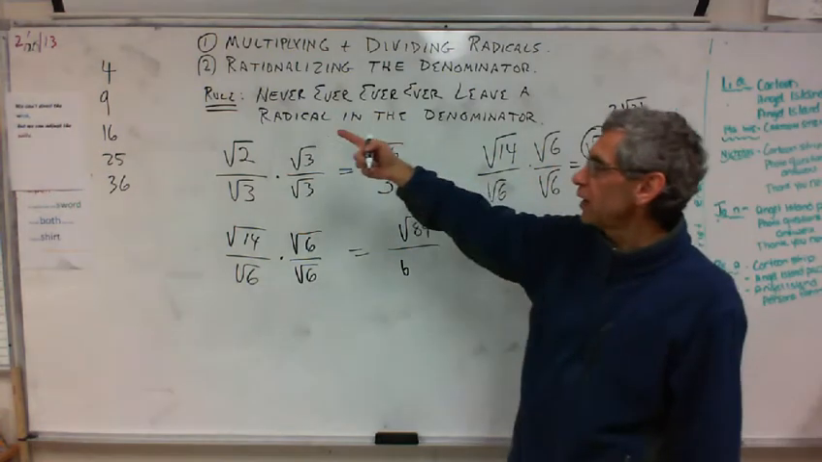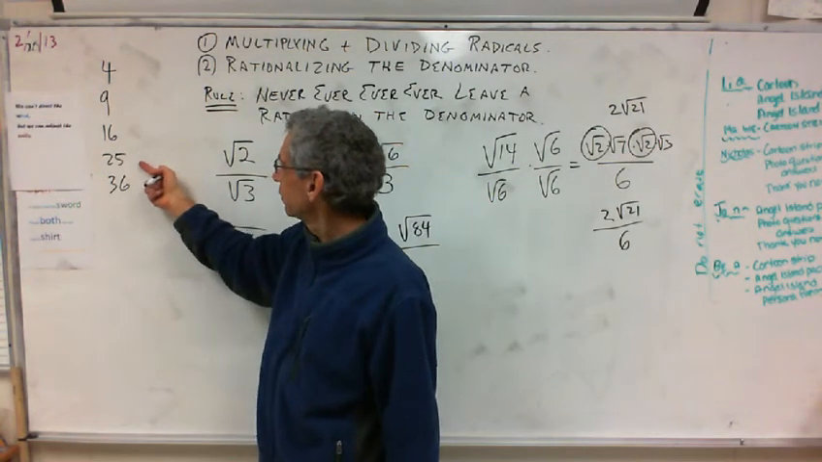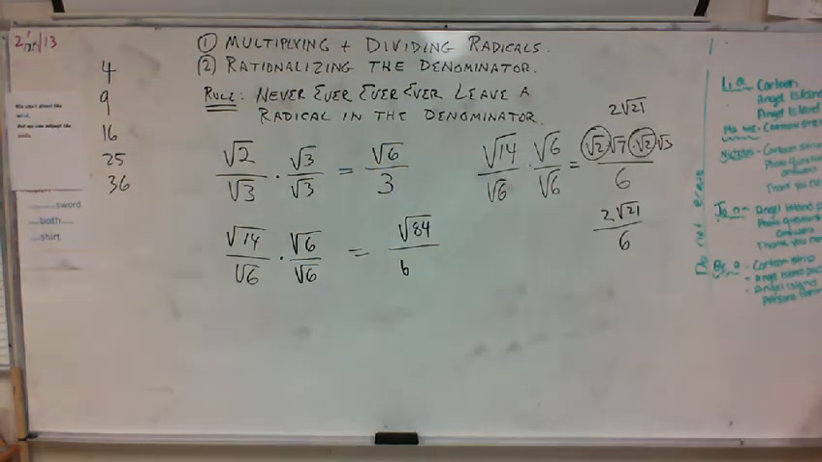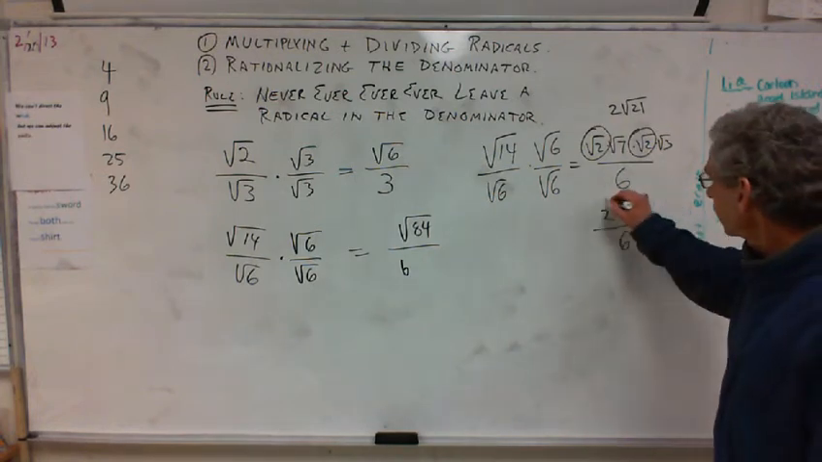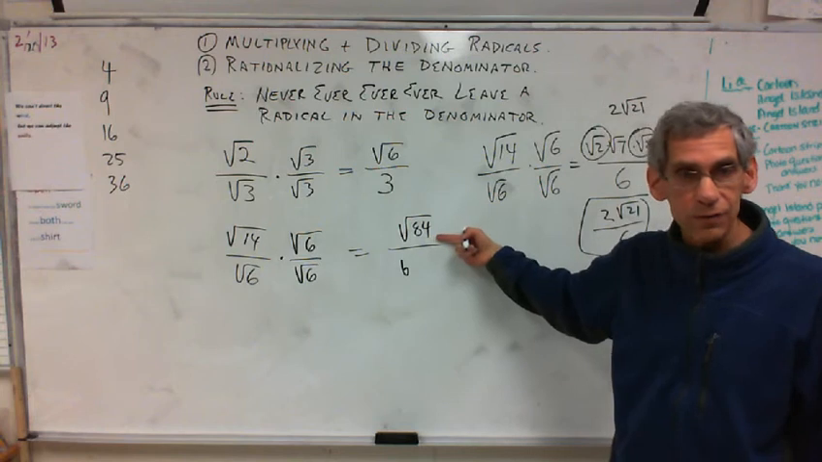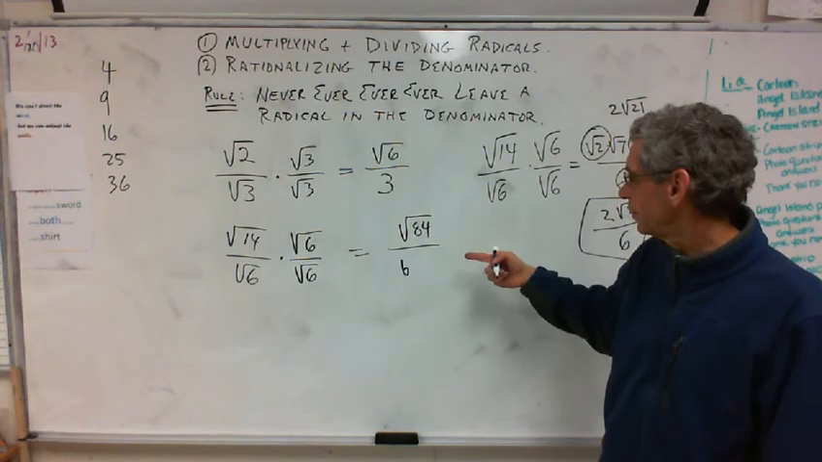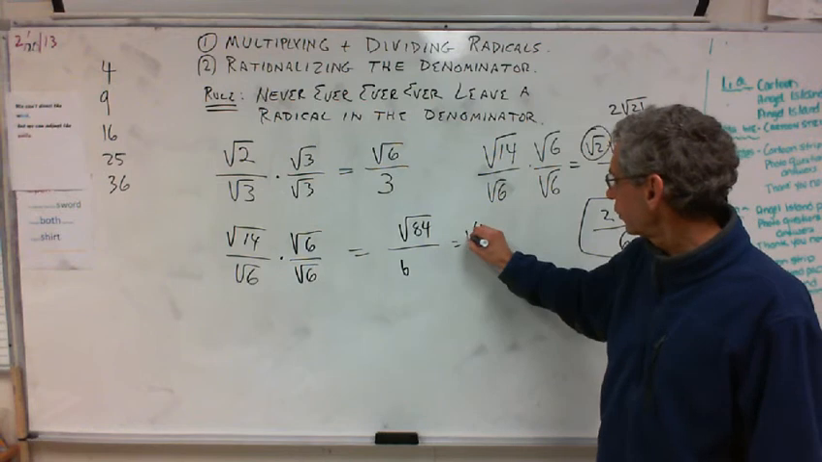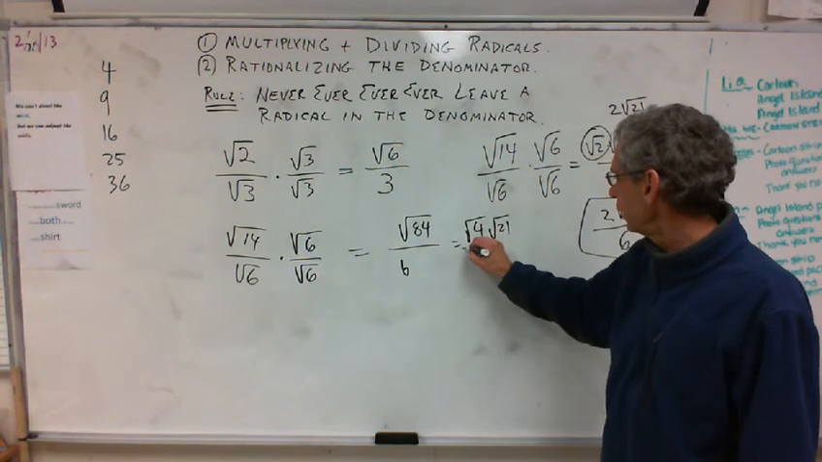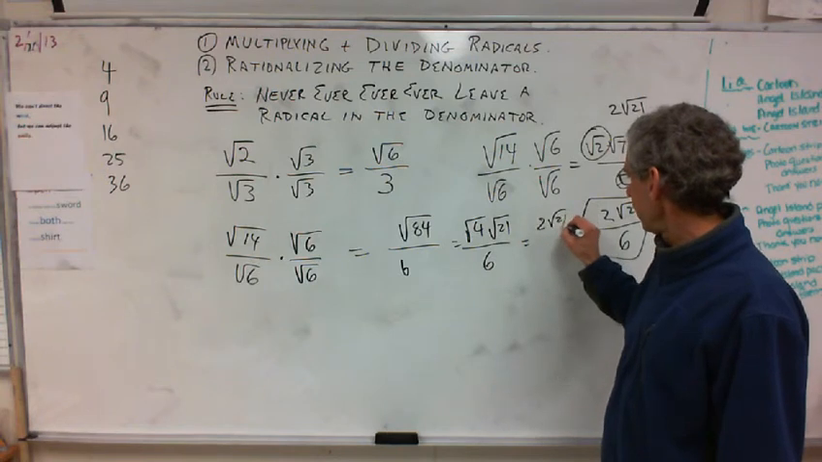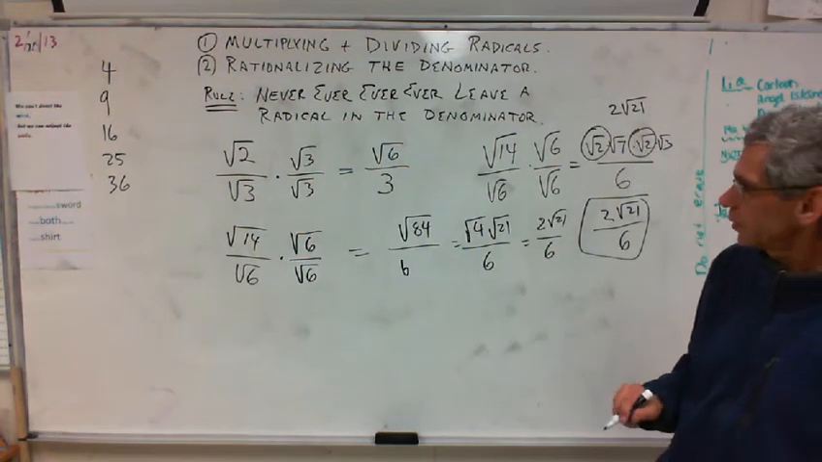I might just check really fast. Do any of these go into 21? No. So I can't go any further. Okay, so we got the same answer. Well, now we have to simplify this one. That's 4 times 21 is 84, and then there we go. 4 times the square root of 21 over 6, so that's 2 square root of 21 over 6. Yeah, got the same thing.